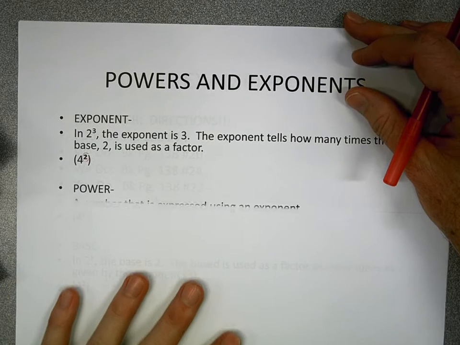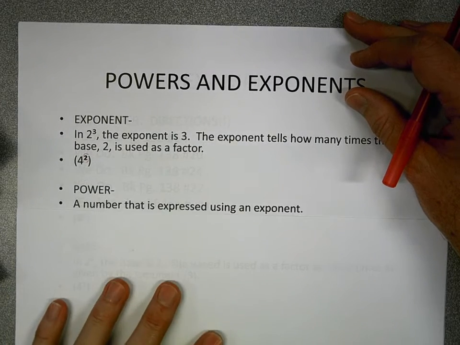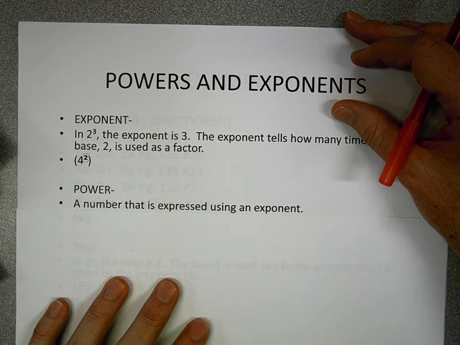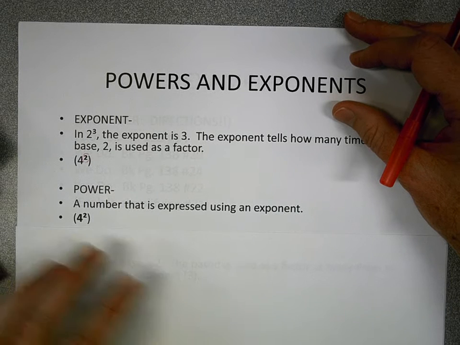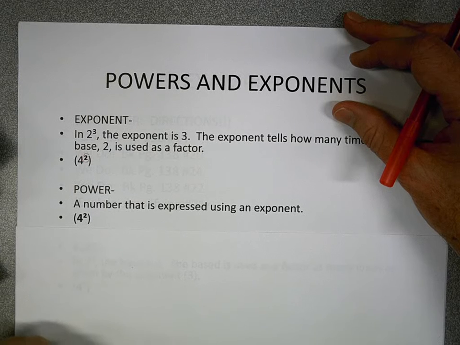Okay, our next word is the word power, everyone. Okay, so a power is a number that is expressed using an exponent. All right, so for example, you could just say this is 4 to the second power. All right, so the whole value of that, 4 to the second power.